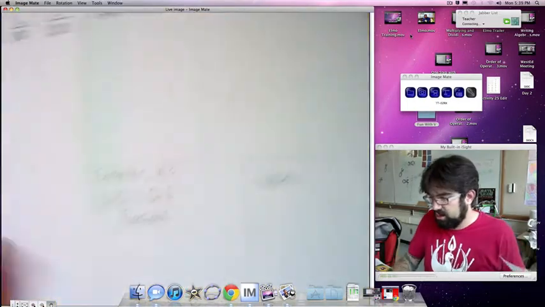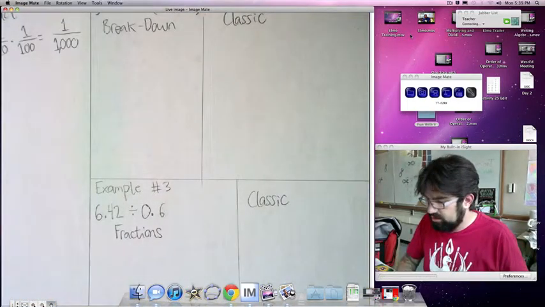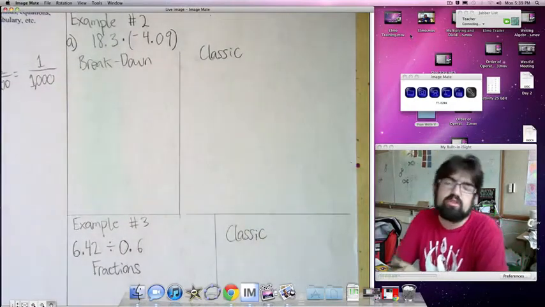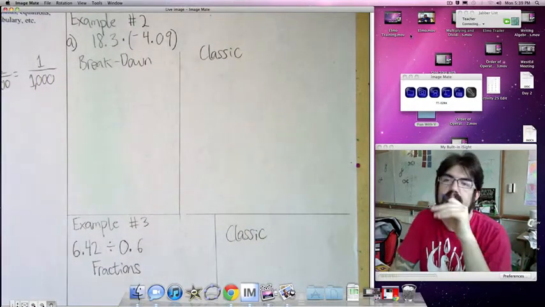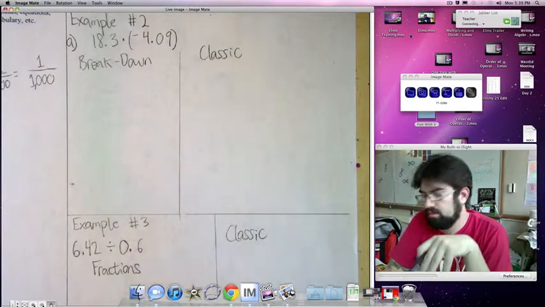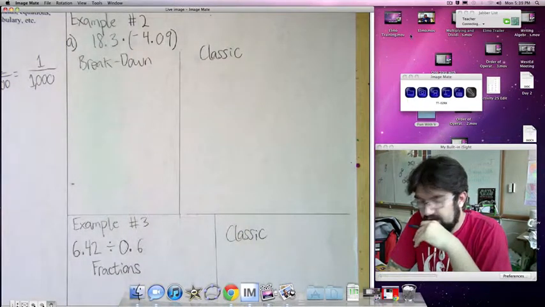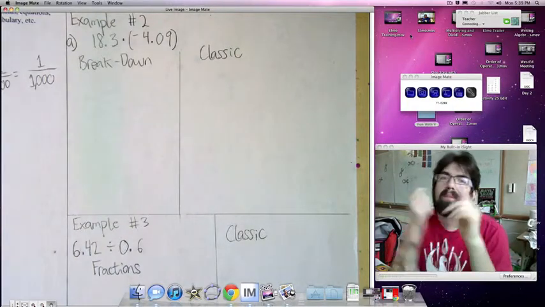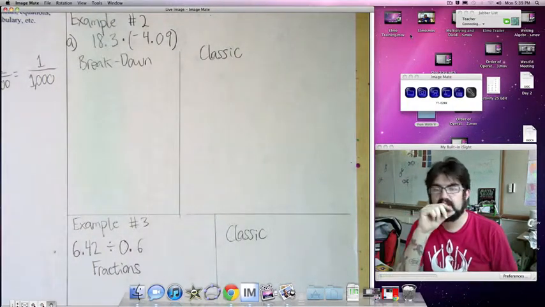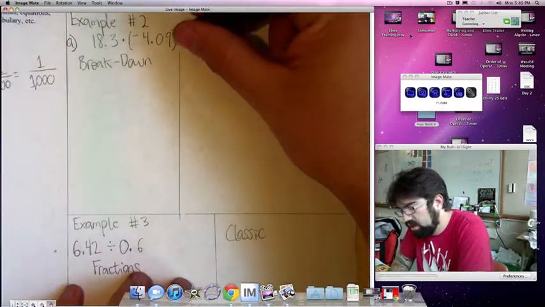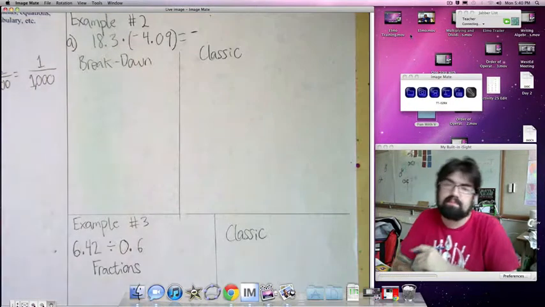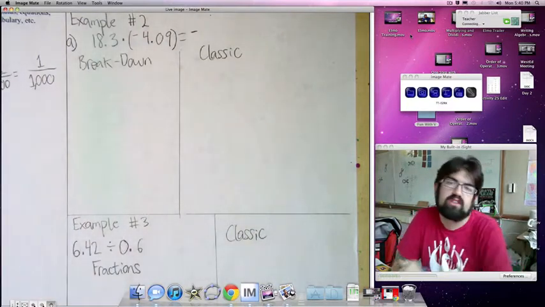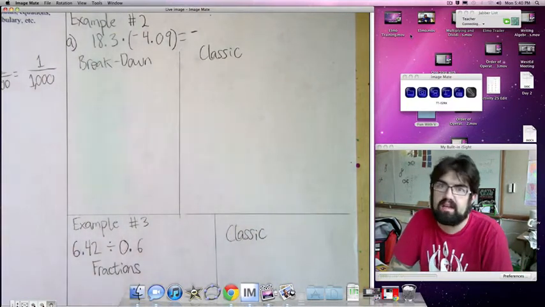Next set of examples, we only have 2 more to do. Breakdown. And so this is with multiplying decimals. You don't have to line up a decimal when you multiply. 18.3 times negative 4.09. A positive times a negative is a negative. I know my answer is going to be negative something. I can answer that first. That's my first part. I'm going to cancel out any positive answers I see on a multiple choice test. It's got to be a negative.